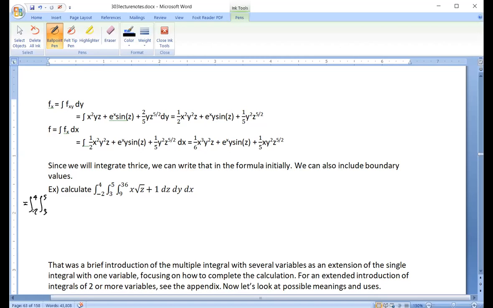So the first thing we have to do is that inside dz integral. So integrating that with respect to z, that's z to the 1/2. So we're just going to get 2/3 x z to the 3 halves plus z. And then z goes from 9 to 36. And we're going to hold on to those outside integrals dy dx.